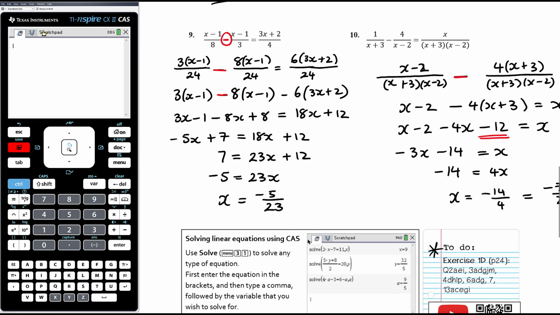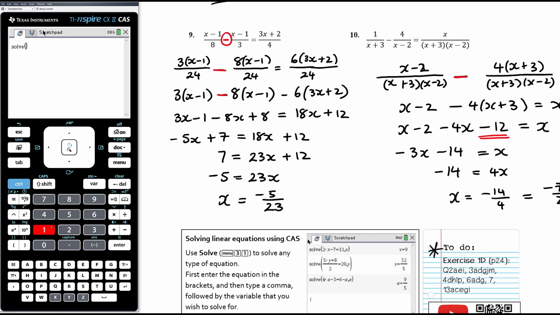Alright, solving equations with your CAS. Let's just have a quick look at perhaps, let's do example 9. So menu 3.1 for solve. You'll get to learn that key press combination. You'll use that frequently. Menu 3.1 is solve. Ask any year 11 or 12 student, they'll be able to tell you that.